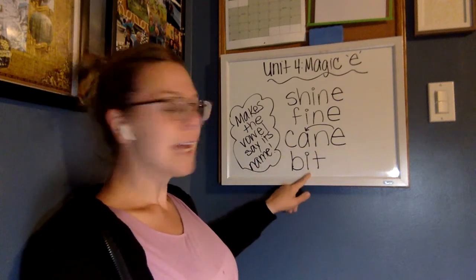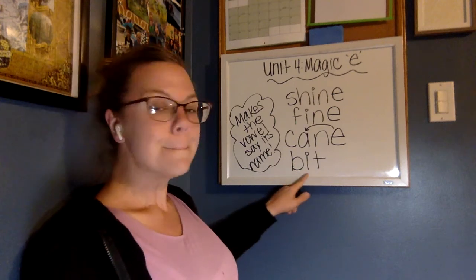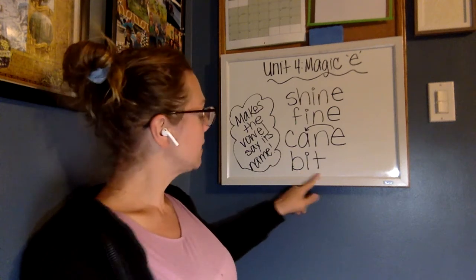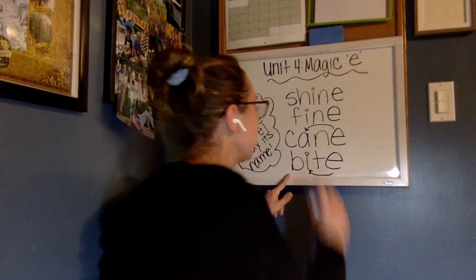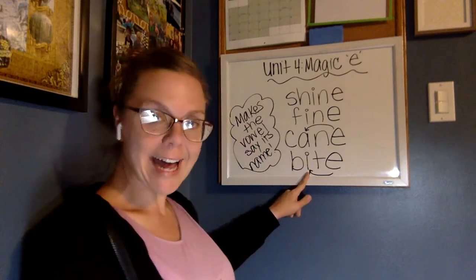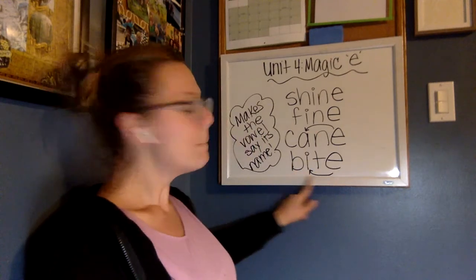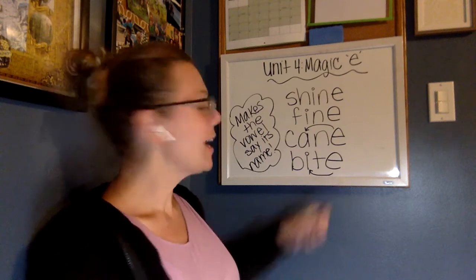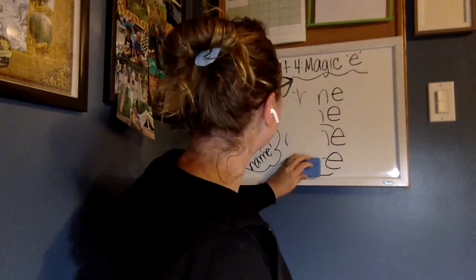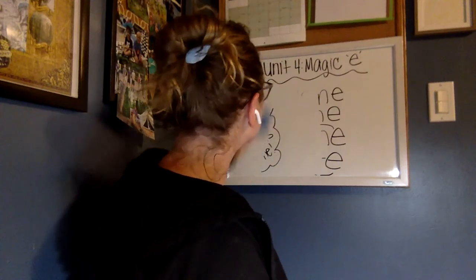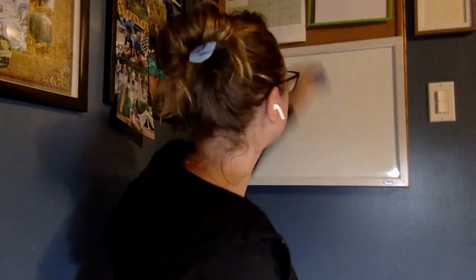Let's do one more. This is Impy Ink again. He says bit. Okay, now we're going to put this here. He's going to boss that I around and make the I say I, just like in the alphabet. Bite, bite. Good job. So our magic E or bossy E comes at the end of a word and makes the vowel letter in the middle say its name.